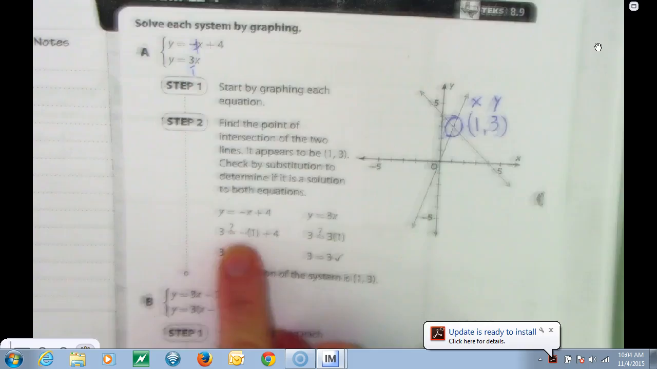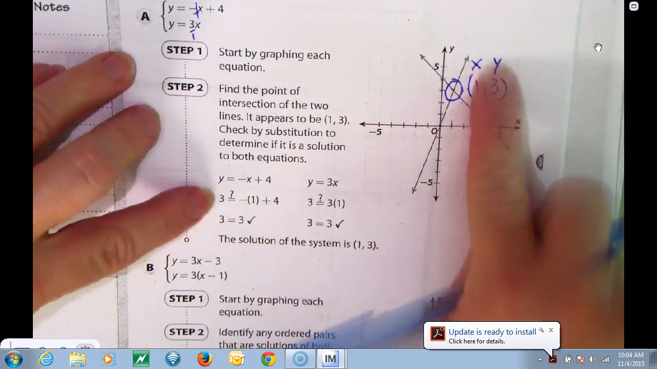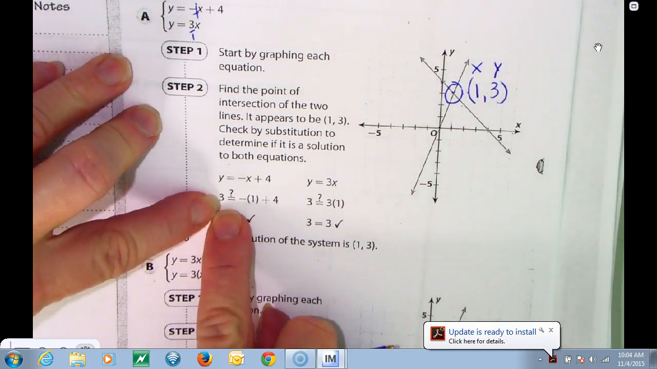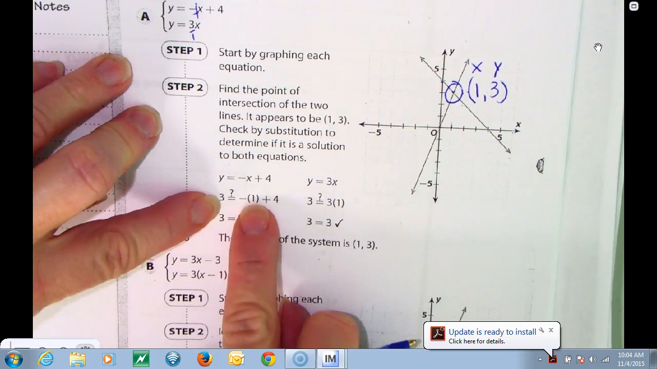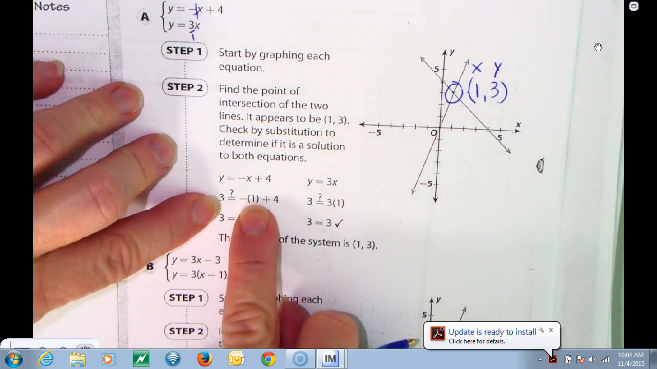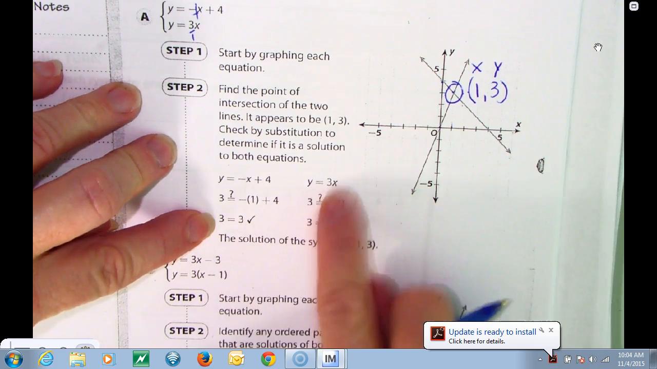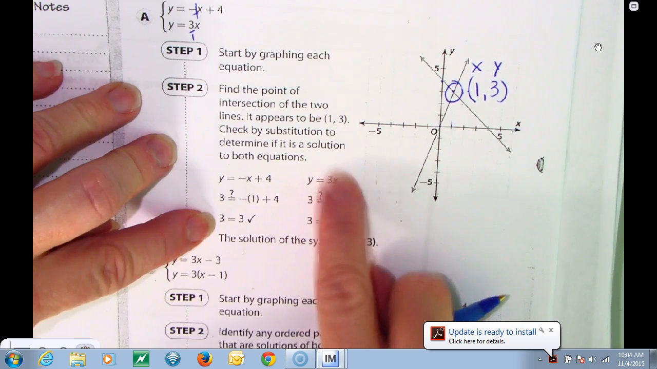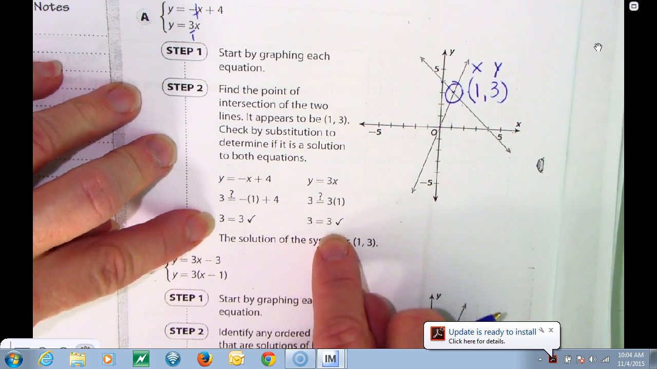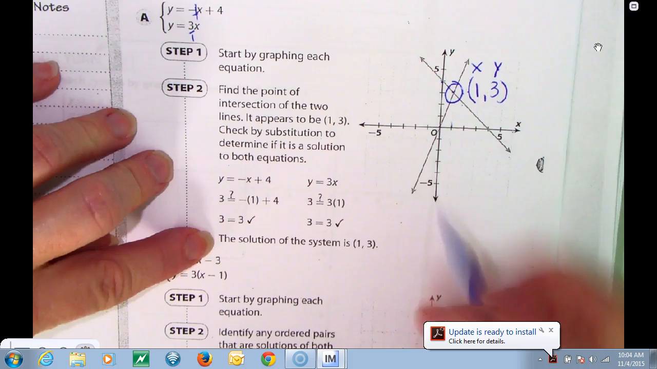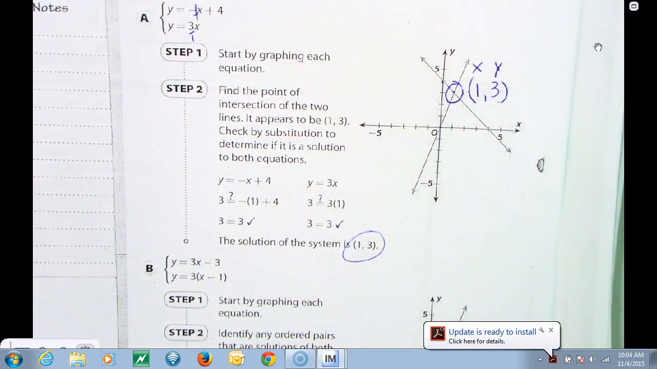So then what they did to check is they put 3 in for y, 1 in for x. And they found that -1 plus 4 is 3. That's true. Then they put 3 in for y. 3 times 1 is 3. 3 equals 3. Check. So that is the solution. 1, 3 is your solution to both equations.